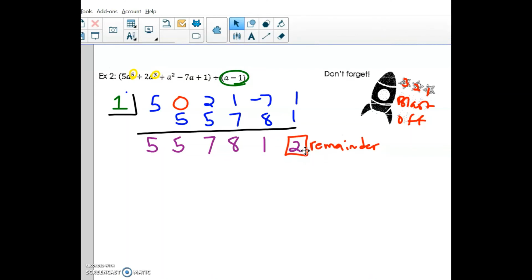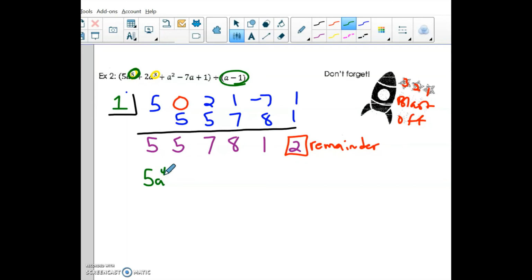All right, so now we write what's called the depressed polynomial. So we take the 5, which is 5. A is the variable. The degree drops by 1, becomes a 4, and then we decrease from there. So it becomes 5a cubed plus 7a squared plus 8a plus 1. And we have to add our remainder. 2 divided by a minus 1.